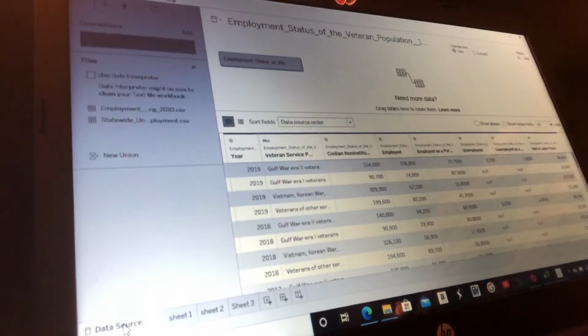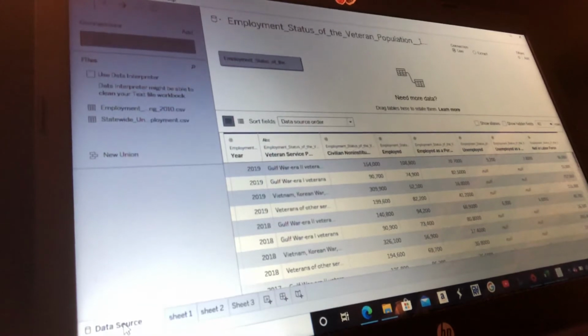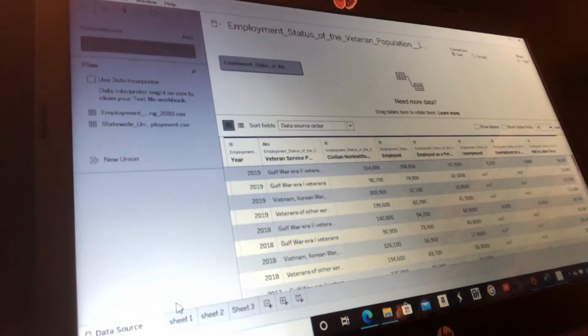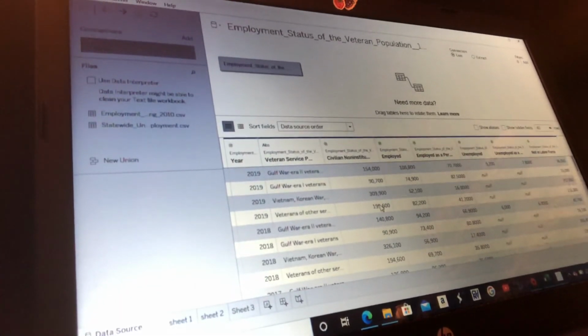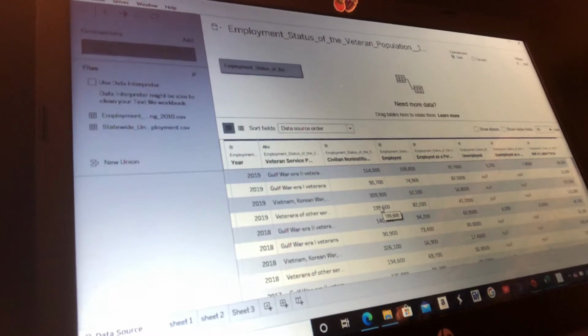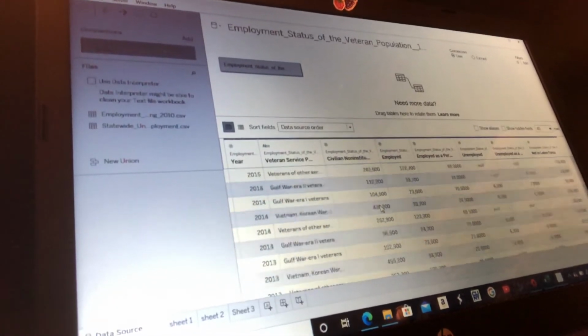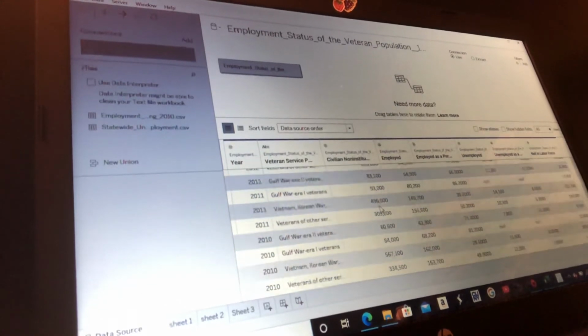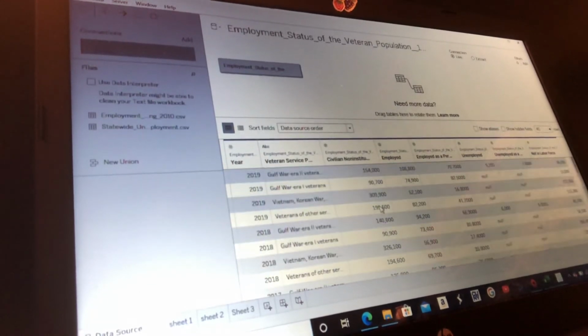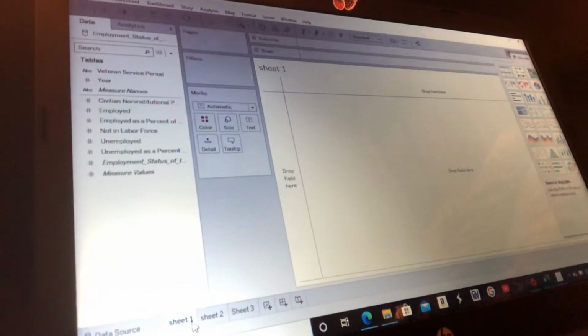My assignment today is going to be about the employment status of the veteran population 18 years and over. I always hear about veterans coming home from service and they're not able to find a job. They need help to survive. So I saw this data set and figured it might be pretty interesting to see the actual numbers and the statistics. This is done between 2010 and 2019.